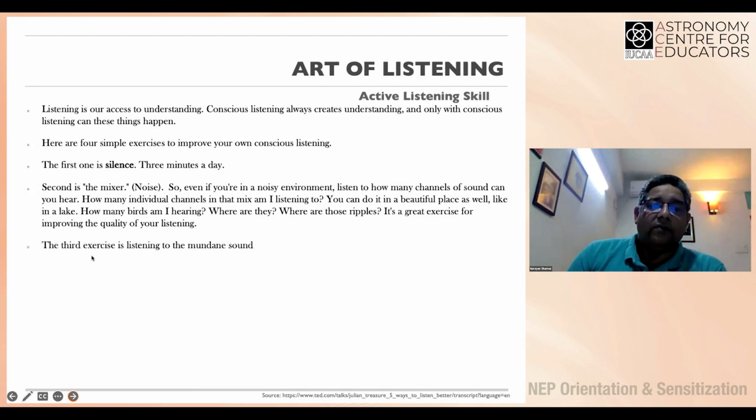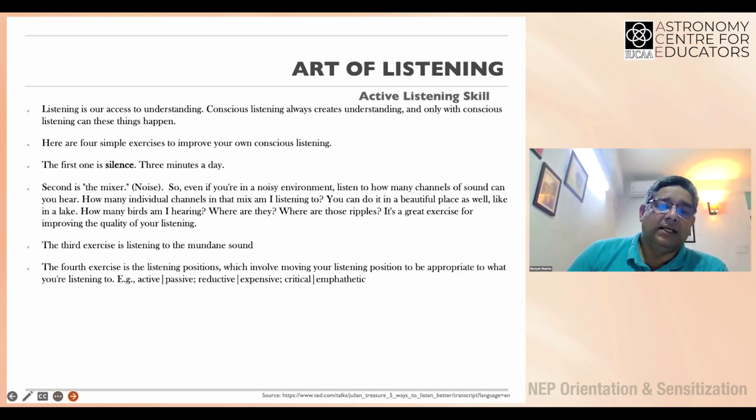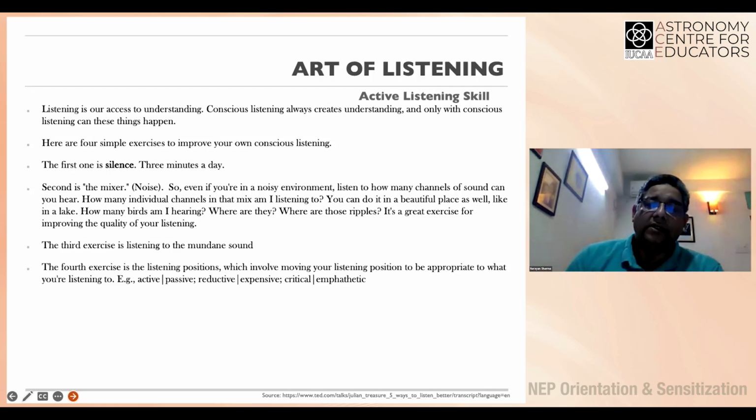Third, what he said was just listen to some of the mundane sounds and enjoy them. And fourth, he said that we need to change our listening positions. That involves moving your listening position to be appropriate to what you are listening to. For example, from the passive to the active, from the reductive to the expansive, and from very critical listening to very empathetic listening.